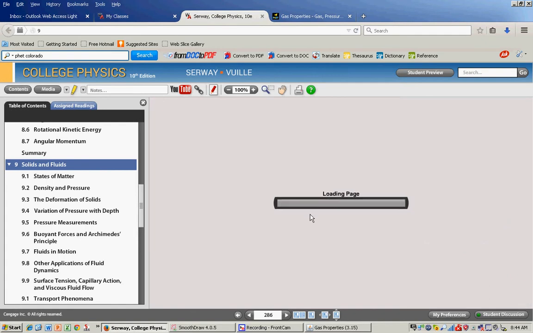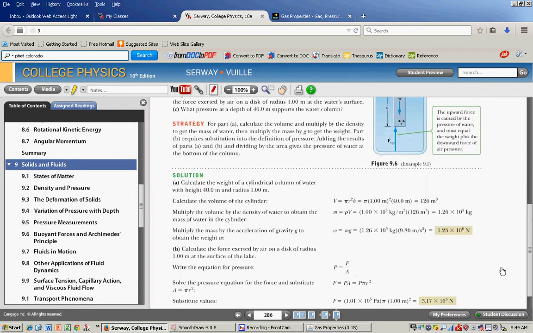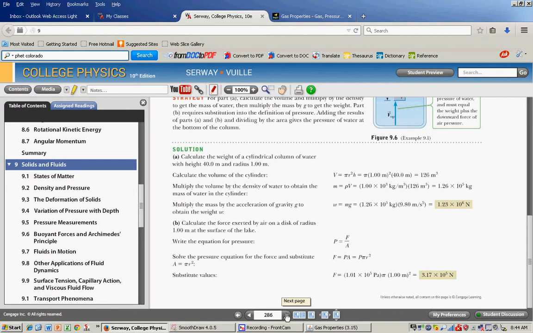Definition of pressure as being the ratio between force and area. That force is applied. This is the crazy professor.